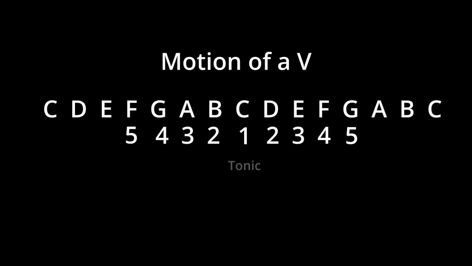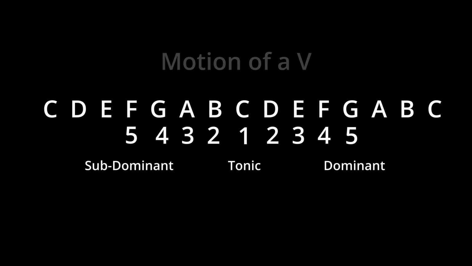The motion of a 5 is when we go from the tonic note in a key to a note 5 degrees before or after the tonic. Below we have the C major scale in 2 octaves. We can move from the center C up 5 degrees to the 5th, the dominant, or down 5 degrees to the 4th, the subdominant, as seen here.